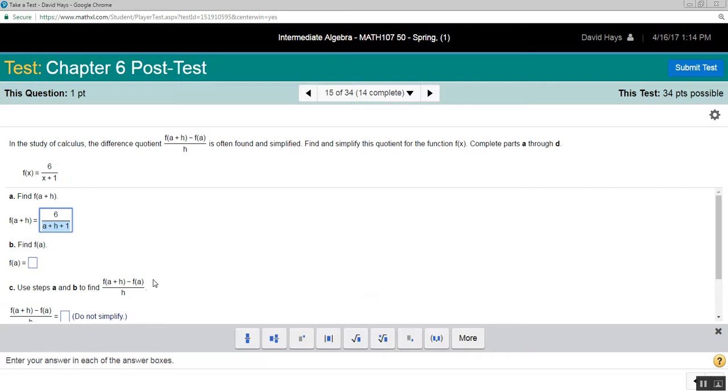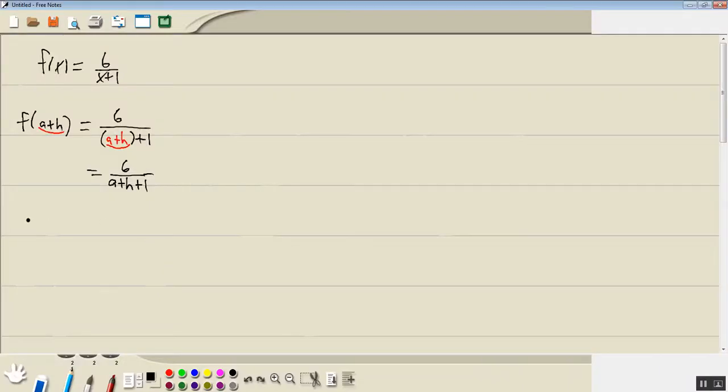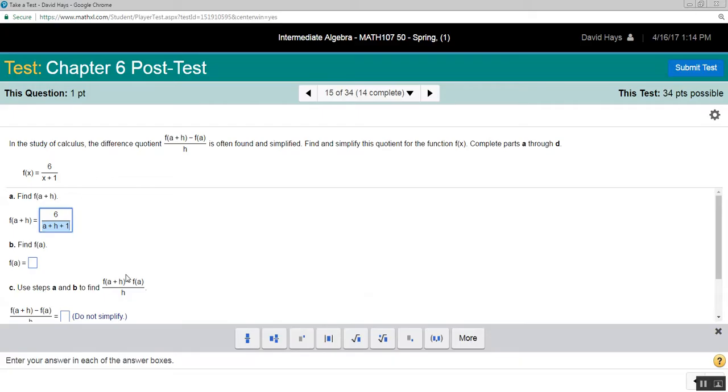Now B says find f of a. Well, this is still evaluating. We go back to our original function. Where x was, we put in parentheses. And evaluating is always the same. Whatever's inside this parentheses is automatically what you put here. So put the a in there. So this is 6 over a plus 1.